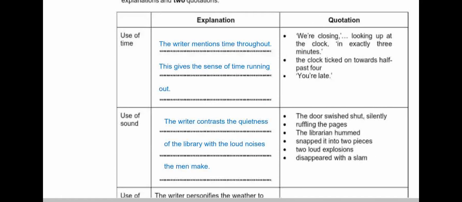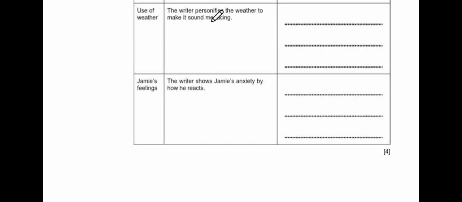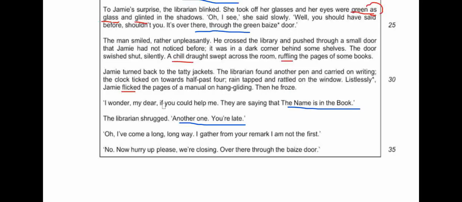Next, use of weather. The writer personifies the weather to make it sound menacing. So we have to find the quotation. And Jamie's feeling, the writer shows Jamie's anxiety by how he reacts. Let's find the quotation for both. So the weather here, you can see that rain tapped and rattled on the window.